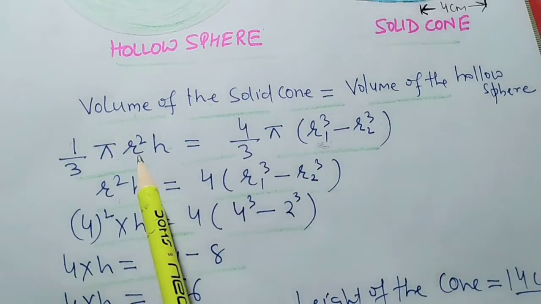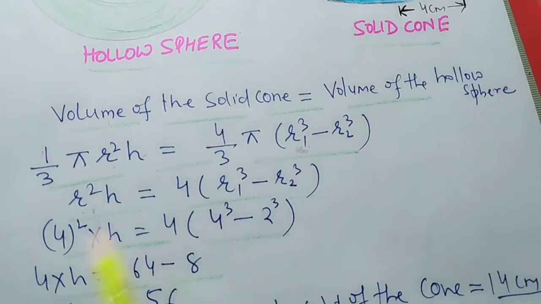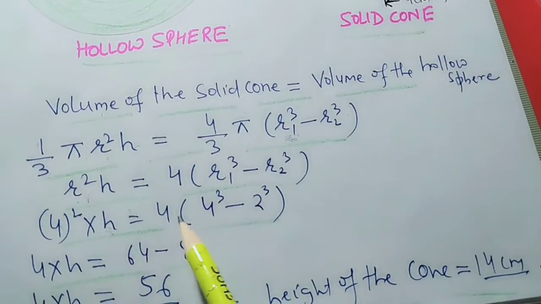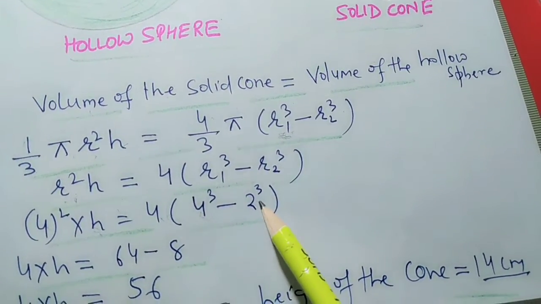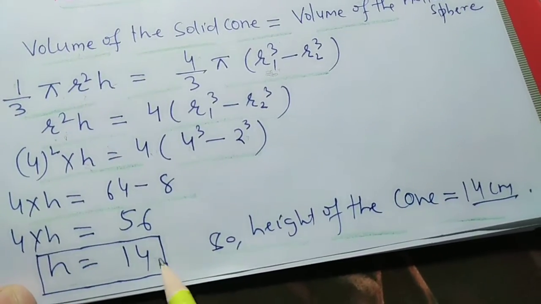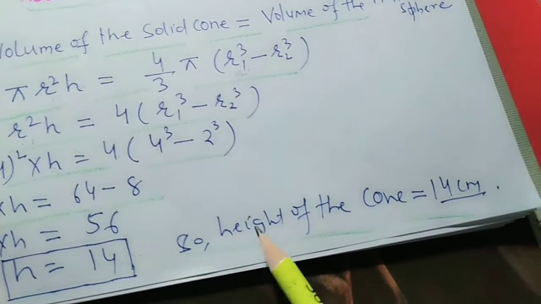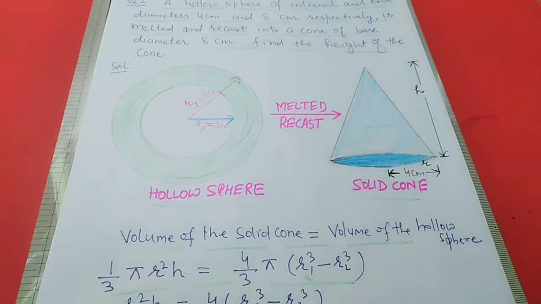Now we are substituting the values. R of the cone is already given as 4, h we have to find, and 4 is here, and this was the external radius, this is the internal radius. Now after calculating, I have got h equal to 14 centimeter. So the height of the cone is 14 centimeter. Here we have the answer.